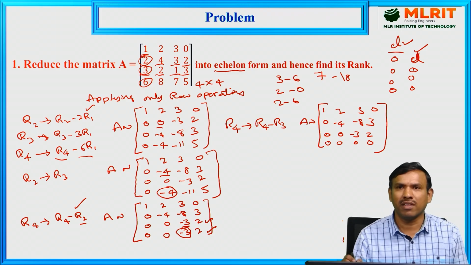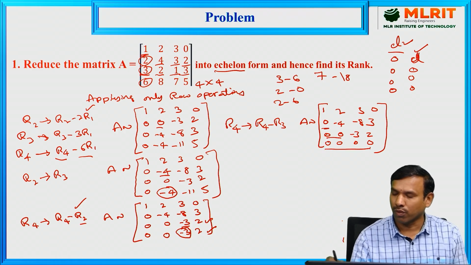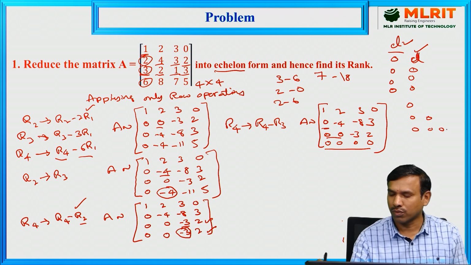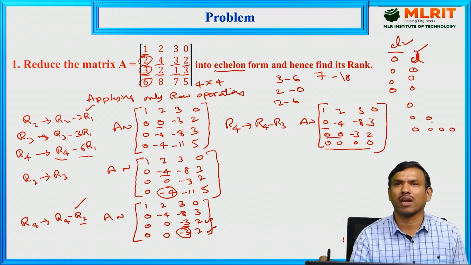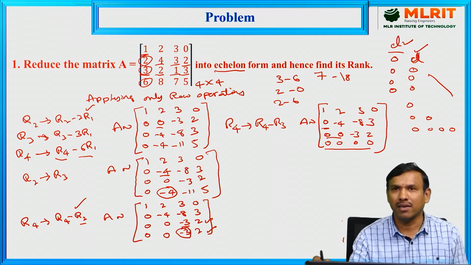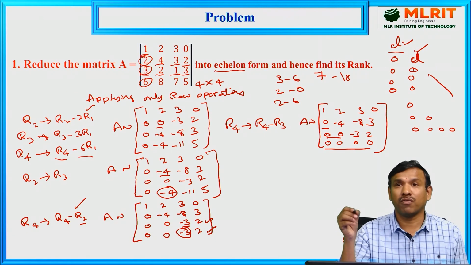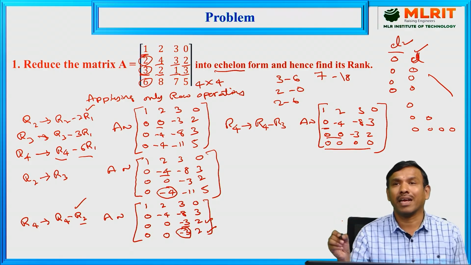Now, let me check whether it is in echelon form. The main condition, the third condition, should be satisfied. See, the number of zeros before the non-zero entry: here 1, here 2, here 4. So 1 zero, 2 zeros and 4 zeros. Right? So the number of zeros is clearly increasing. Some students used to check that elements below the principal diagonal are 0. Don't take that one; in some problems, it becomes a problem. So maximum try to make the number of zeros before the non-zero entry increase row wise.